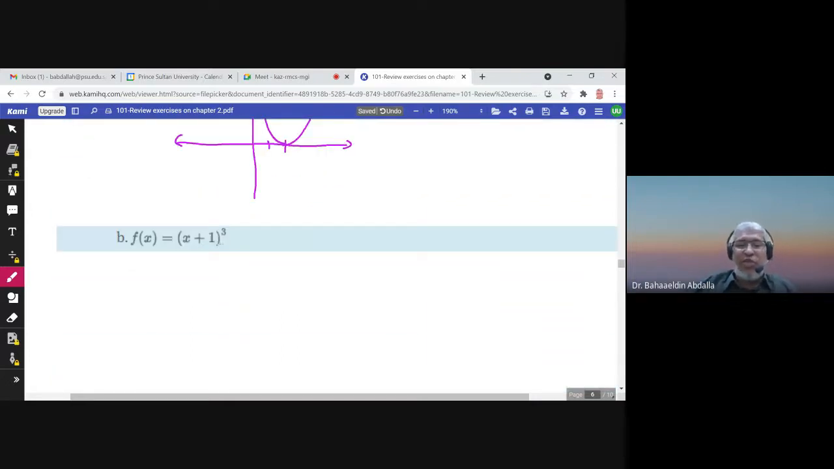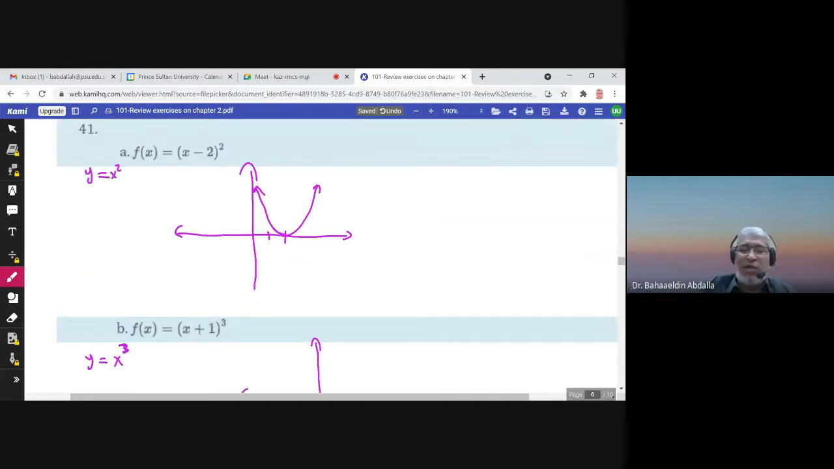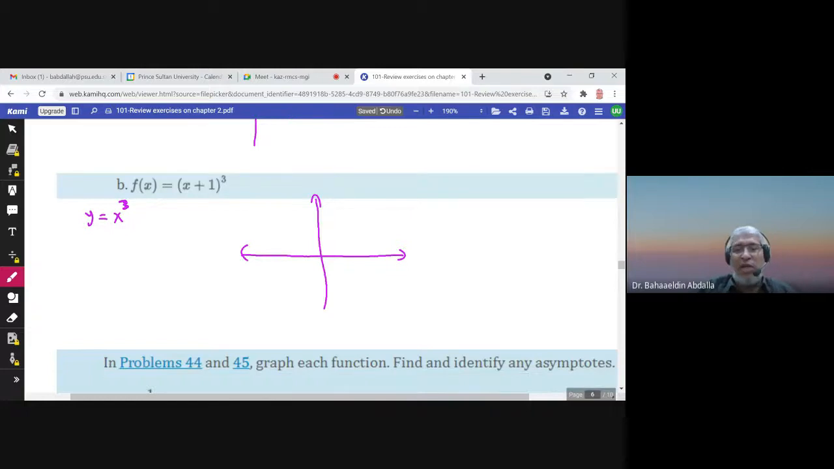Here x plus 1 cubed. So this function is similar to the graph of y equals x cubed, but we will take the graph of y equals x cubed 1 unit to the left. If it is x plus 1, we go to the left. If it is x minus 2, we go to the right. So 1 unit to the left, and we sketch the graph of x cubed.